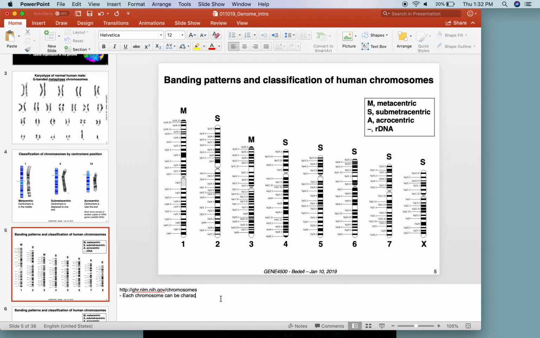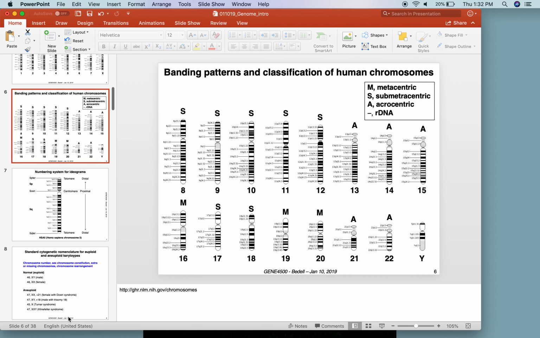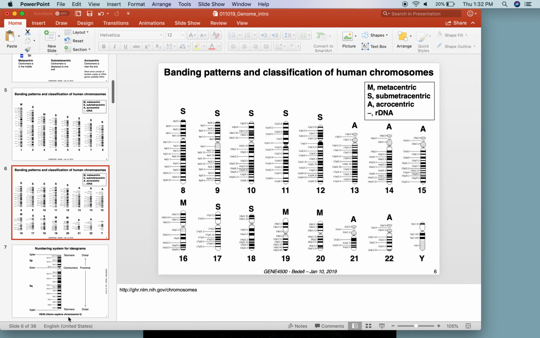I do want you to understand this because this nomenclature is still being used, even when people are referring to genome sequence. If you look in a genome browser online that has literally the base sequence of a chromosome, it will be referenced to that position on the chromosome. So it's still useful to know this nomenclature.